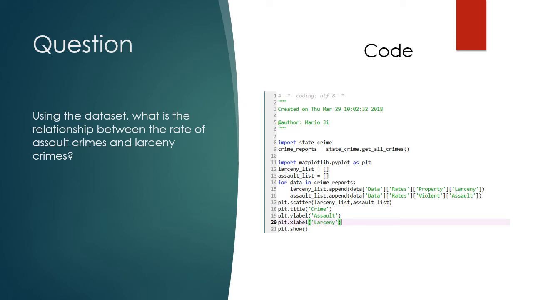Also, on the right, you can see the code I used to approach this question. I created two lists to record the data of larceny and assault, so I can include both data in the graph. So now let's look at the visualization created with this code and the answer for the question.